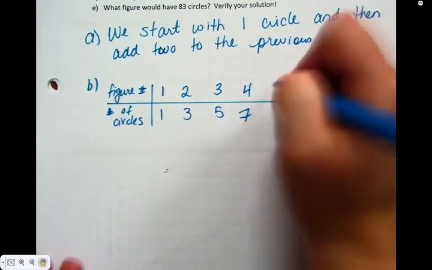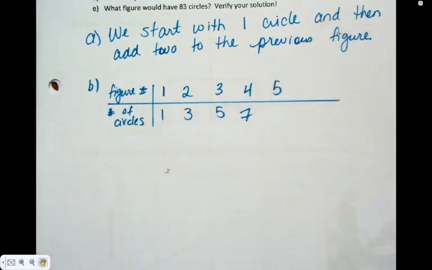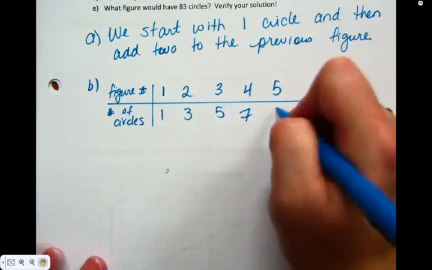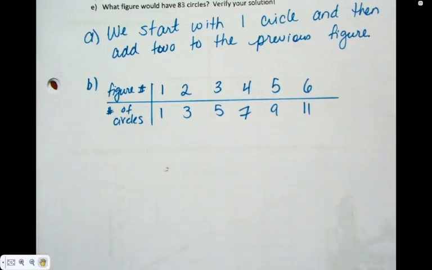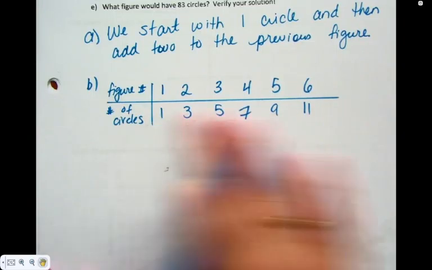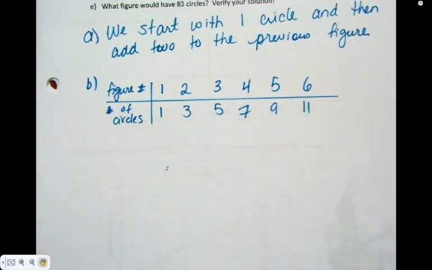Show me a couple more to make sure that I understand you know the pattern. What would figure 5 have? Figure 6, 11. And I noticed space, so I'll stop there. If you've got more space, great. So do you see how I didn't put those dividing lines between the numbers? Completely up to you how you want to do your table of values. Questions so far?